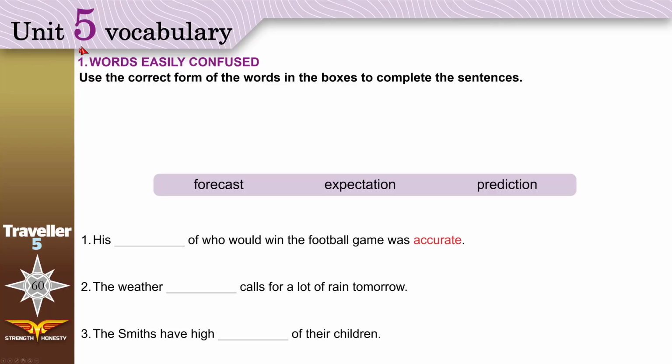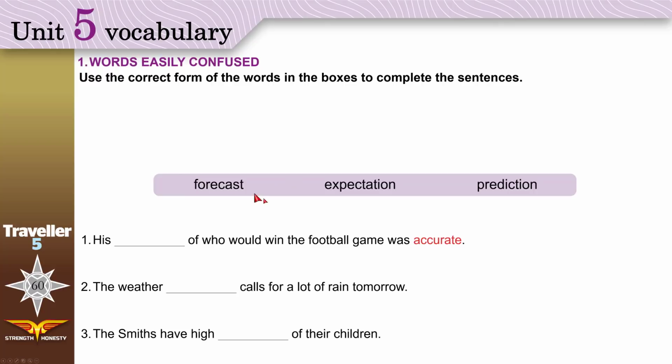Unit 5. Vocabulary. 1. Words easily confused. Use the correct form of the words in the boxes to complete the sentences. Again, the correct form means you can add the plural s if you needed to. Forecast, forecasts if you needed. If it's a verb, you can use past tenses or progressive tenses.